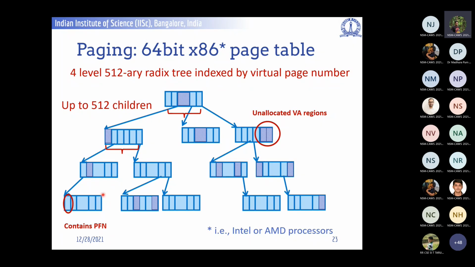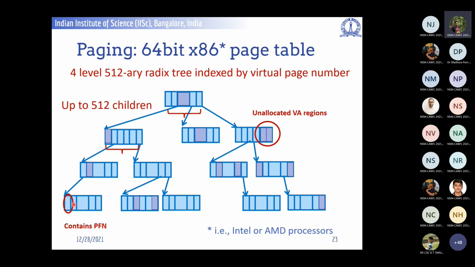And now at the last level, the fourth level or the leaf level of the page table, each node would represent a mapping for 2 megabytes of contiguous virtual address region, within which there are 512 4 kilobyte regions, and some of them would be mapped. And for each of them that is mapped, it would contain the physical page frame number.